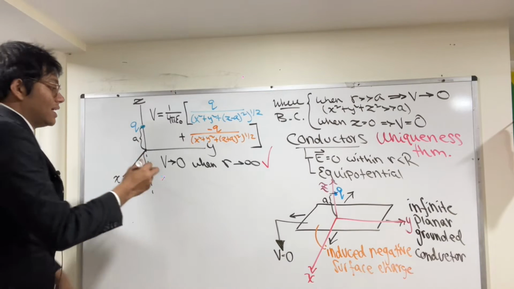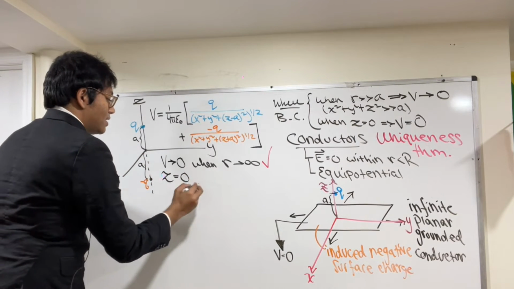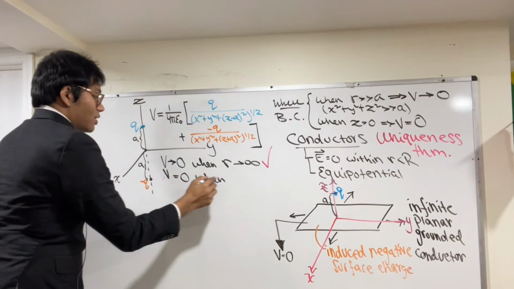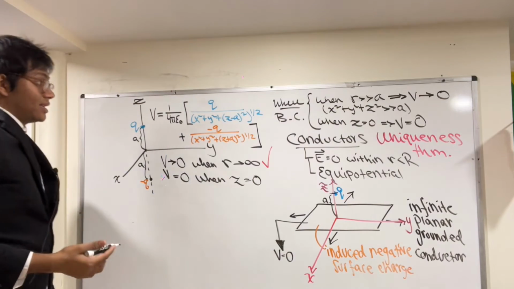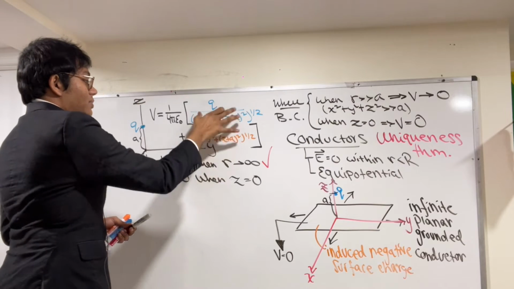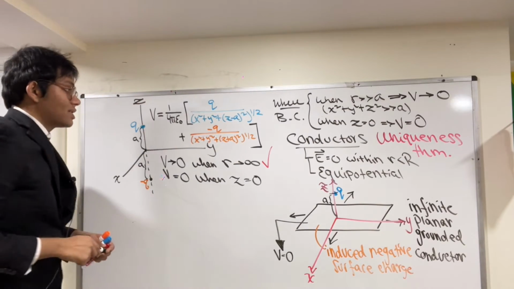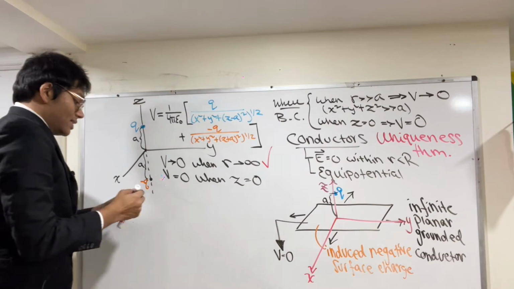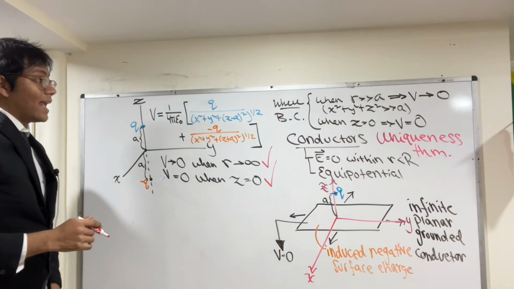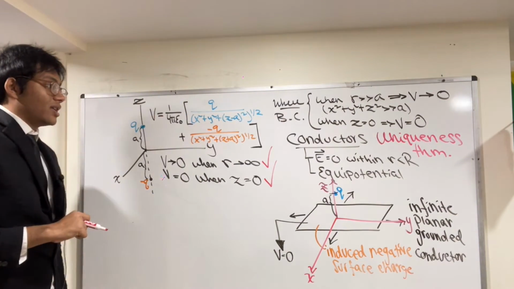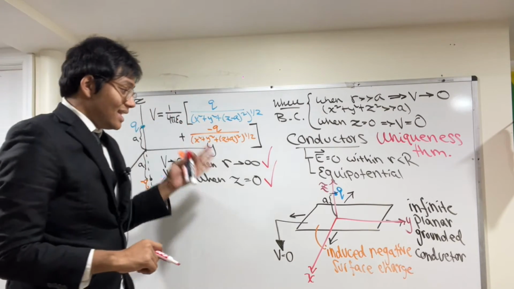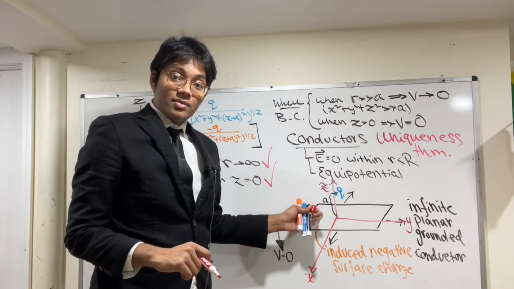Let's check the second one. Does the electric potential equal zero when z equals zero? Well, let's check. When z equals zero, this is 0, this is 0, so the denominators are the same, but this one is negative, the first electric potential, hence they cancel out. So yes, as a matter of fact, the second boundary condition is also satisfied. And so, since both of our boundary conditions are satisfied for this analogous problem, that means the electric potential for this analogous problem is the same as the electric potential for the original problem.